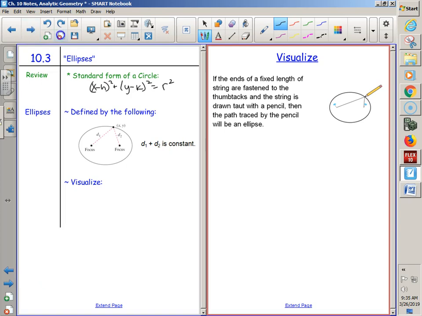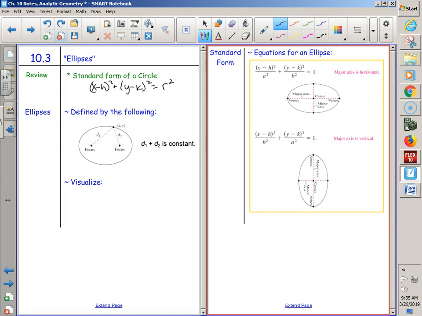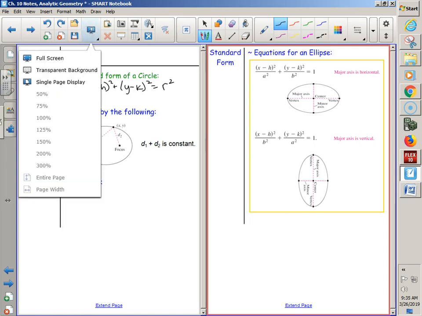Visualize. I'm just going to go ahead and delete that page for right now, because I can show you that tomorrow. Standard form. Do you remember the yellow box in section 10.2? Actually, both of them were pretty important. The yellow boxes kind of gave us the standard forms that I was using nonstop in every single type of problem. There are standard forms for ellipses, too. So I'm going to go ahead and zoom in on that yellow box, because that is the key.